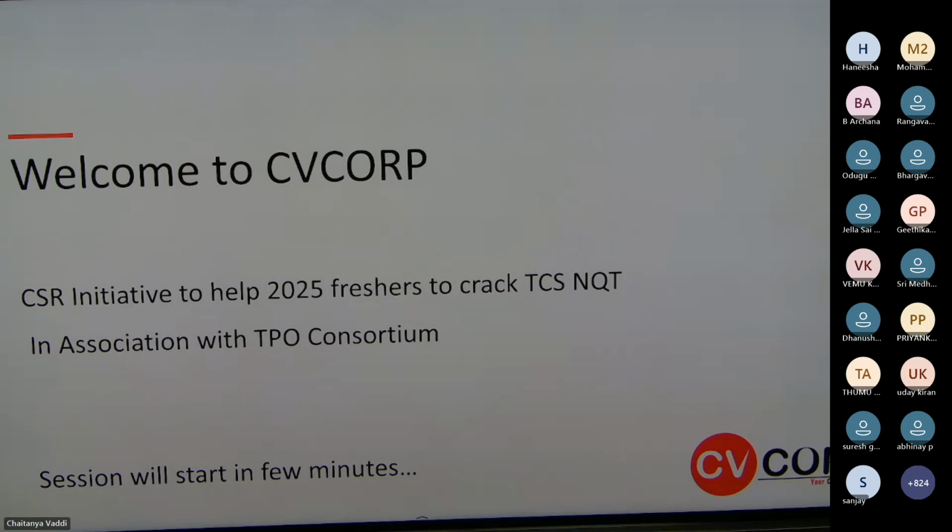Thank you. Let me share my screen once. I'll just give you a brief. Just go to Google and type CV Corp dashboard. You will get to see what exactly we are. We are in Kukatpally, Road Number 1, KPHB. We have been in the market for close to 10 years as of now.